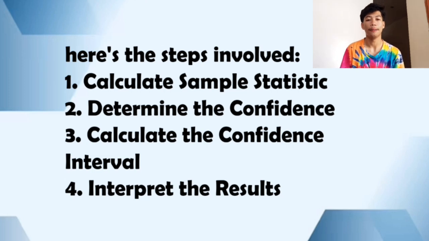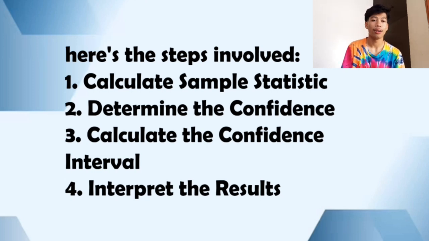And second, determine the confidence level. We need to choose a confidence level of at least 95% that reflects the desired level of certainty in our results. Third, calculate the confidence interval. Using the appropriate statistical formula, we calculate the confidence interval for the difference between the population parameters of the groups.